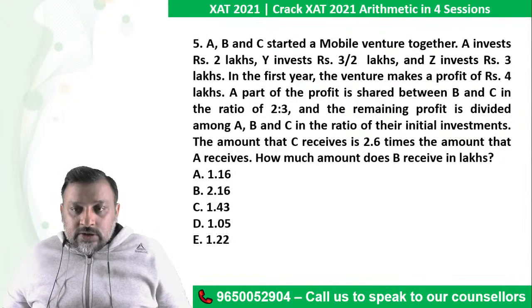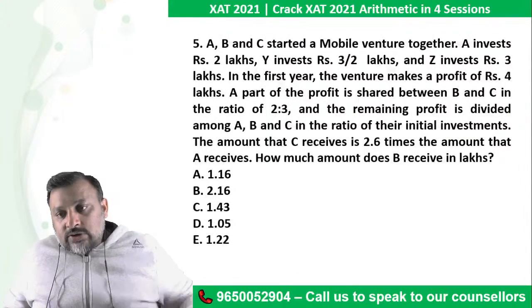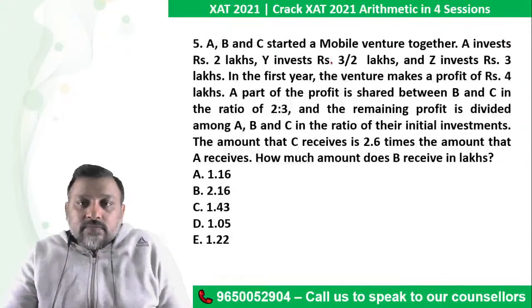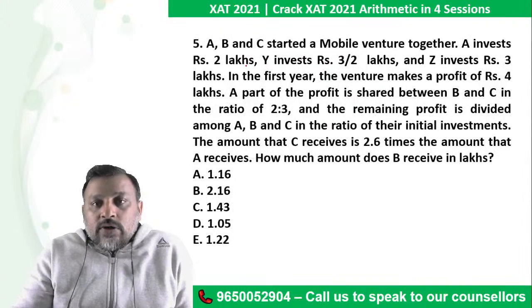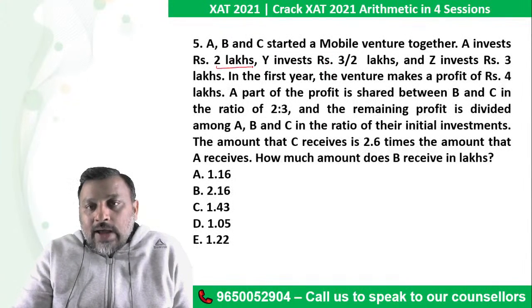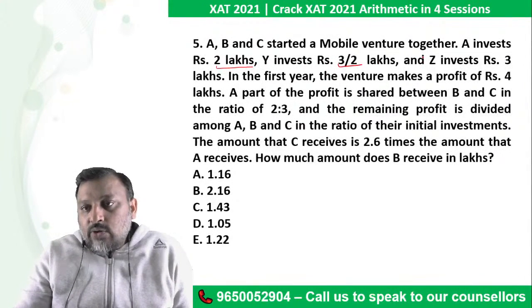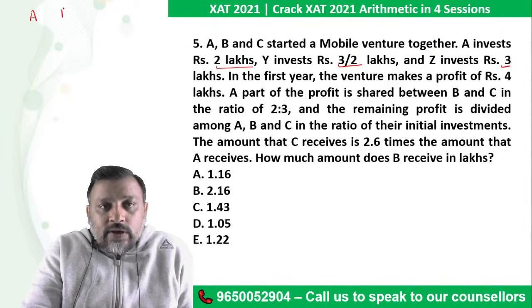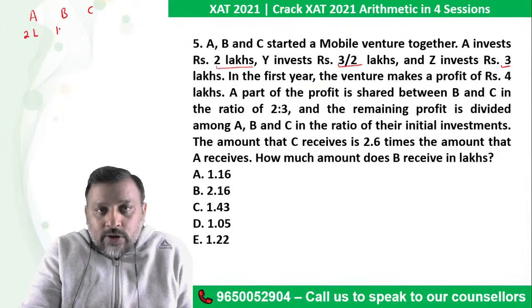Okay, Aman is getting 2.16. Okay, so let's check this. Their investments are 2 lakhs, 3 by 2 lakhs and 3 lakhs. So investments of A, B and C are 2 lakhs, 1.5 lakhs and 3 lakhs.